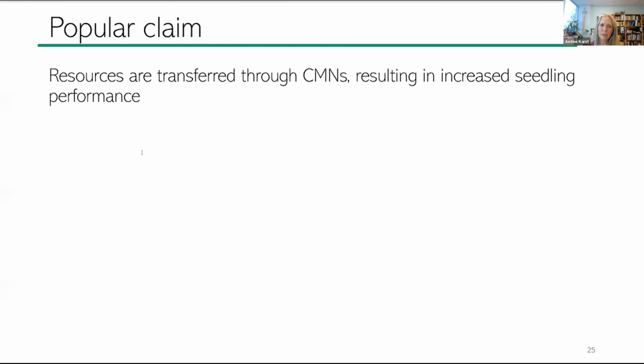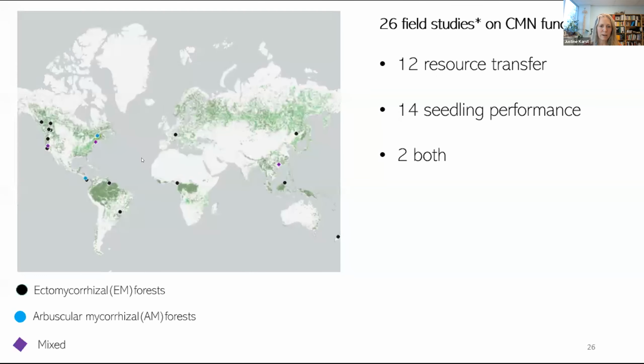Okay, so this next claim: resources are transferred through common mycorrhizal networks, resulting in increased seedling performance. To look at this claim, we did a really wide search for any field studies that were conducted in forests or plantations. And they fall into 2 categories when we're talking about looking at CMN function. Some of them are looking at the potential effects of access to common mycorrhizal networks on seedling performance. So if seedlings can plug into the network, do they do better? The claim says yes, seedlings benefit from plugging into the mycorrhizal network.